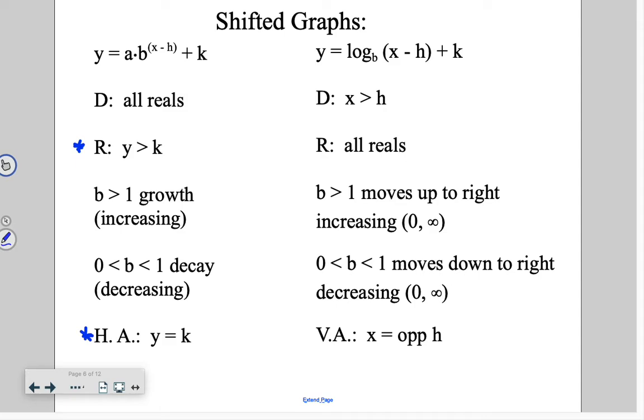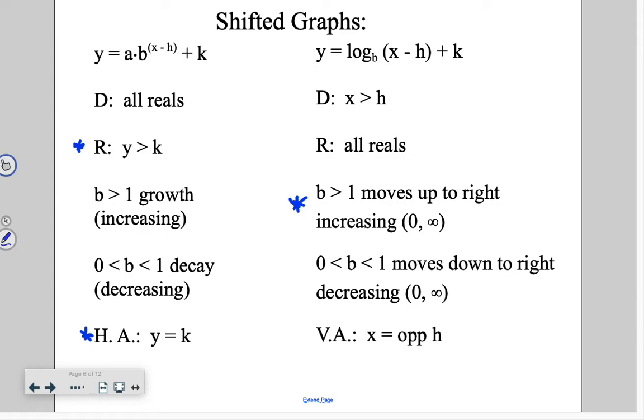The b value, we're going to focus on it, but not nearly as much as we did with exponential, because most of the time, matter of fact, I'm not even sure if there's a problem in your assignment that has b between 0 and 1. We're going to mainly focus on this right here.